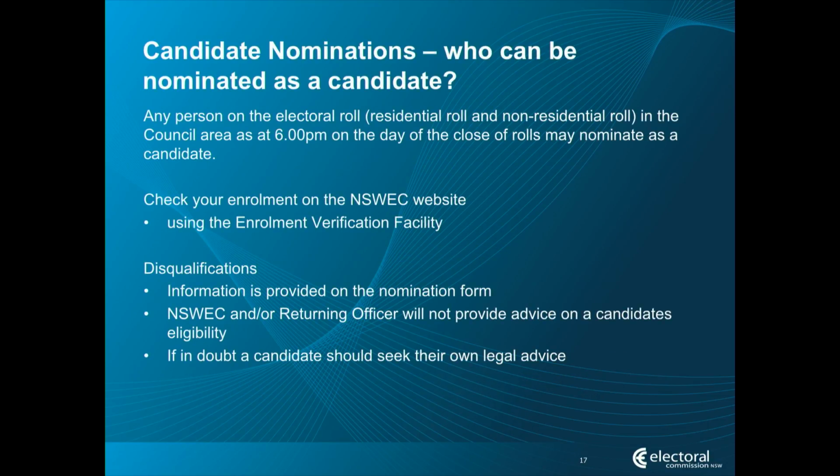Candidate nominations. Who can be nominated as a candidate? Any person on the electoral roll, and the electoral roll is the residential roll and the non-residential roll, in the council area as at 6 p.m. on the day of the close of rolls may nominate as a candidate. You can check your enrolment on the New South Wales Electoral Commission website using the Enrolment Verification Facility.